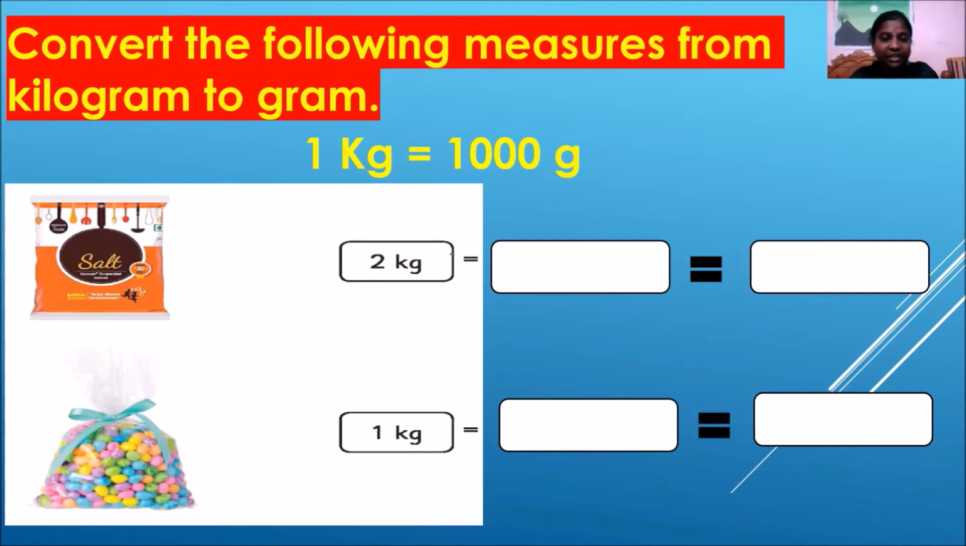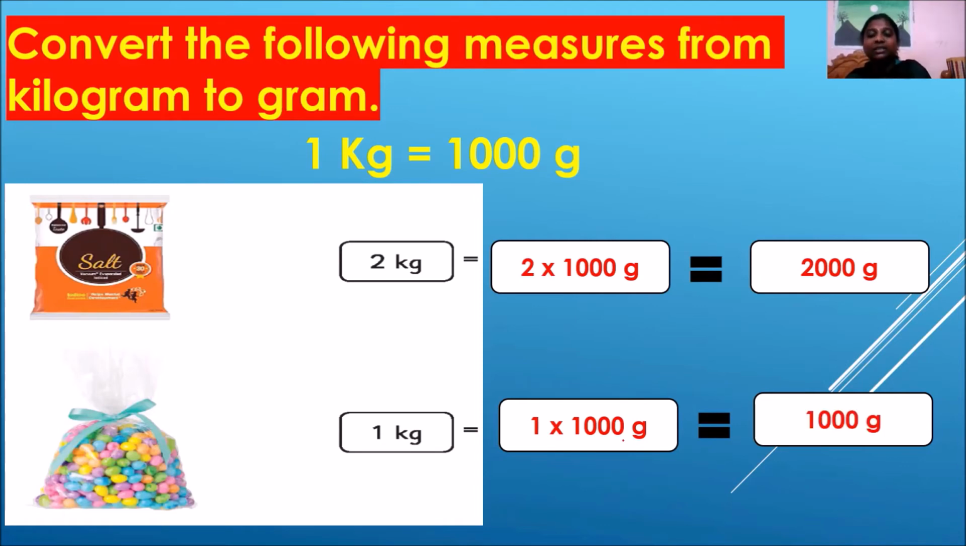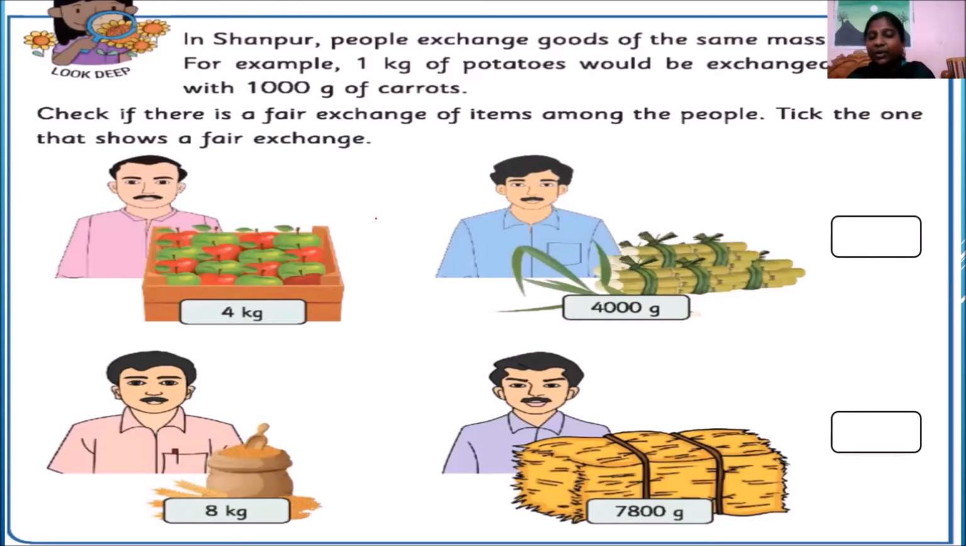What you have to do, children? Just multiply 1000 with the given number. Write 2 multiplied by 1000 gram. The same method, you can use the quick multiplication. If you are multiplying 2 with the 1000 grams, you got 2000 gram. The second one, 1 kg equal to 1 multiplied by 1000 gram. If you are multiplying 1000 with 1, we got 1000 gram.